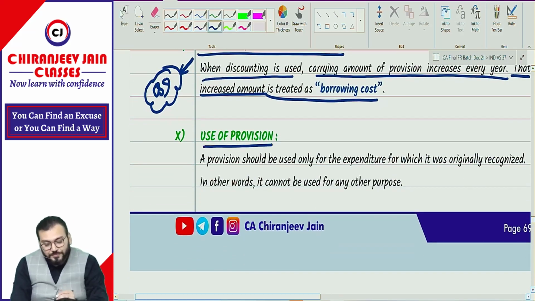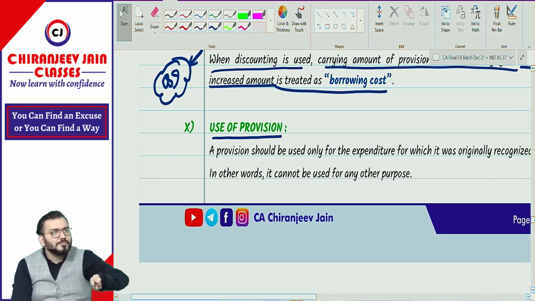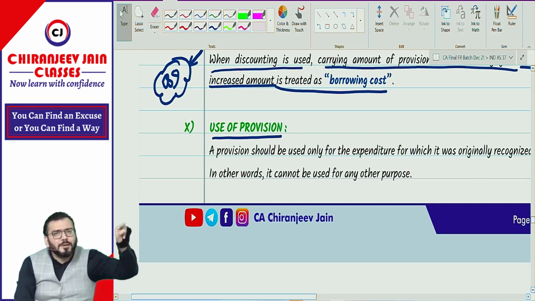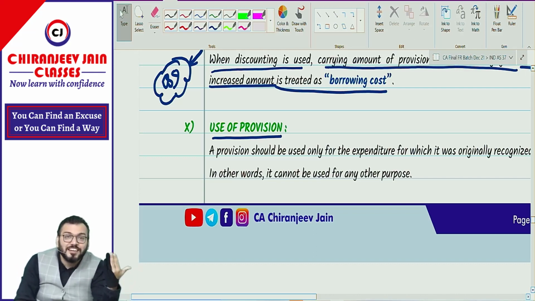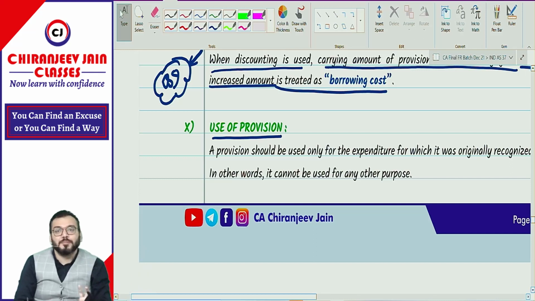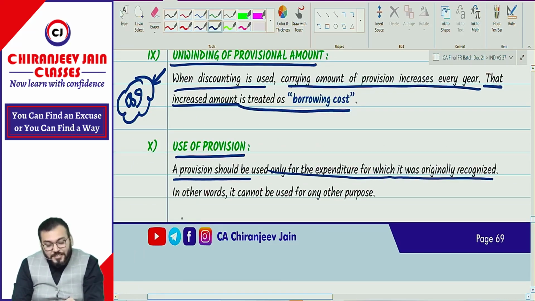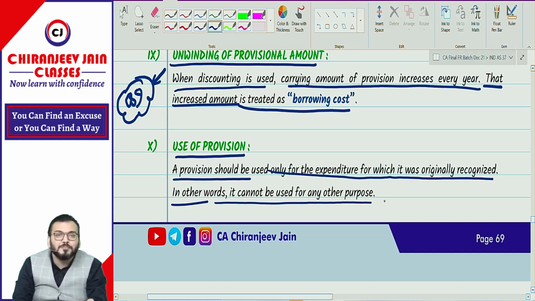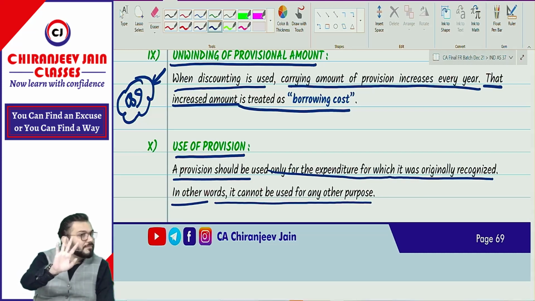Then use of provision. My question is about use of provision, a very simple point, only discussion is required. Can we use the provision amount for some other purpose? No. Means it can be used only for that purpose for which it is created. If no longer required, then reverse it. You can't use it for other purposes. A provision should be used only for the expenditure for which it was originally recognized. In other words, it cannot be used for any other purpose. If no longer required, reverse it. I think no discussion required.